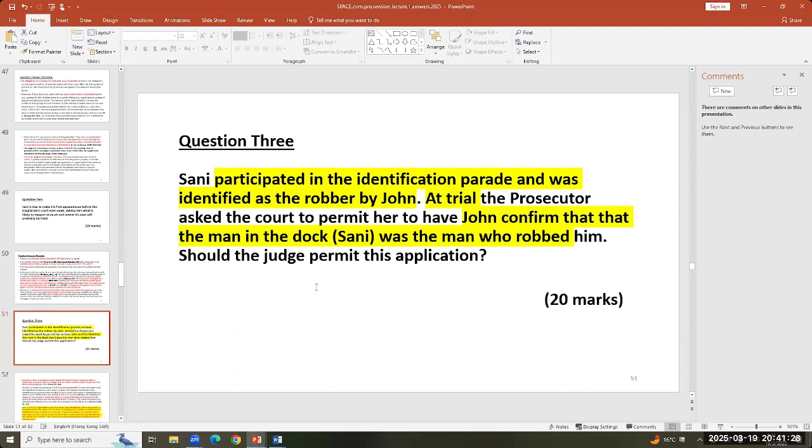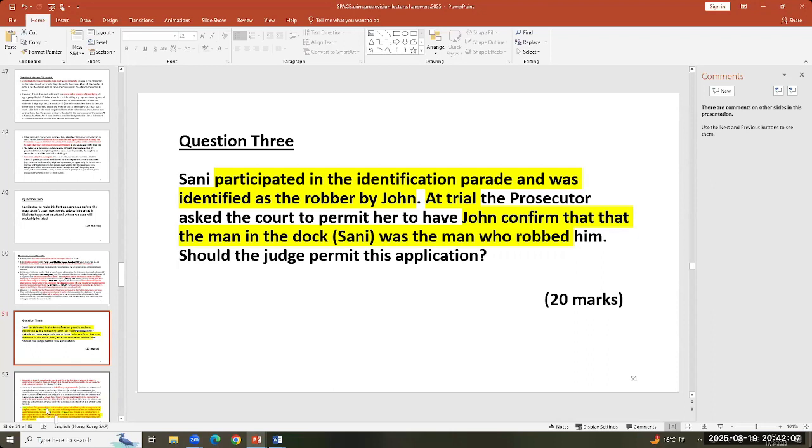If he had failed to identify him in the ID parade and then was being asked to identify him in the dock at trial, that would be a first-time prejudicial identification. But he positively identified him in the ID parade. Now, at trial, John is being asked to confirm that the person in the dock is the person he identified in the ID parade. So this falls within the exception in Christie. We already have a good identification. He's just being asked to confirm it. Should the judge permit his application?